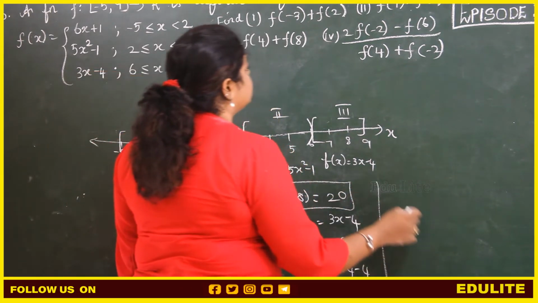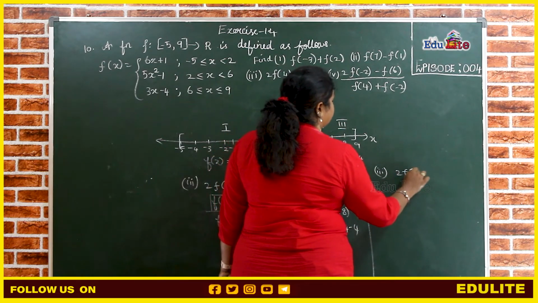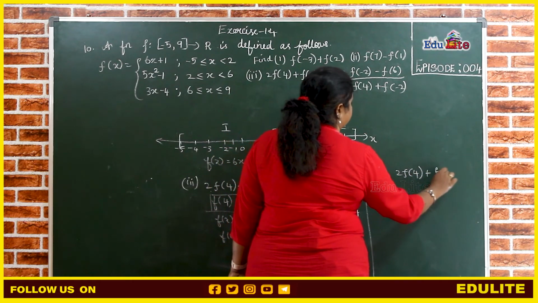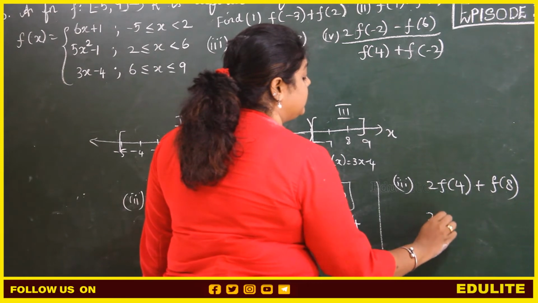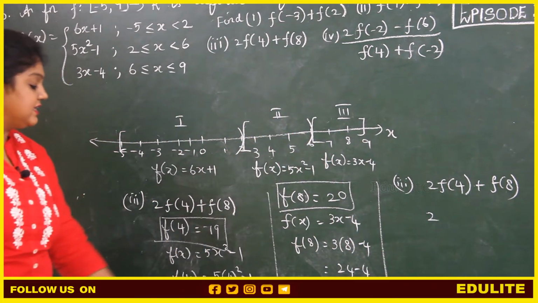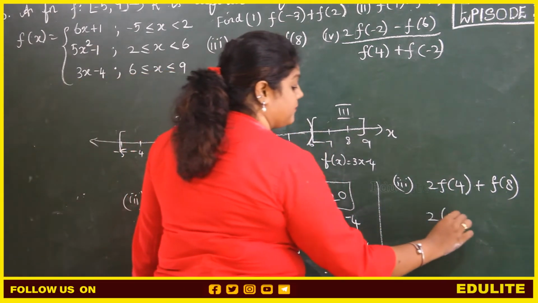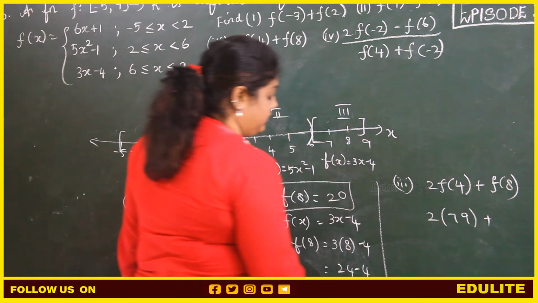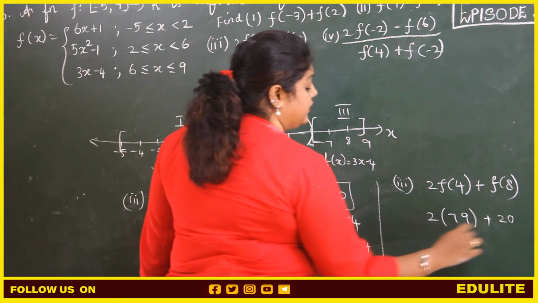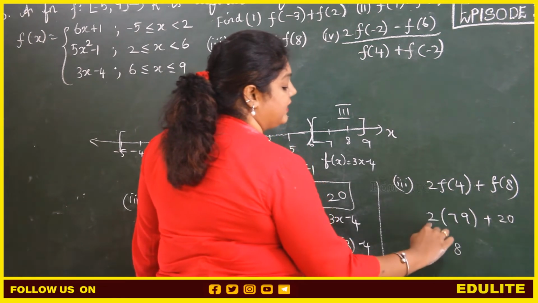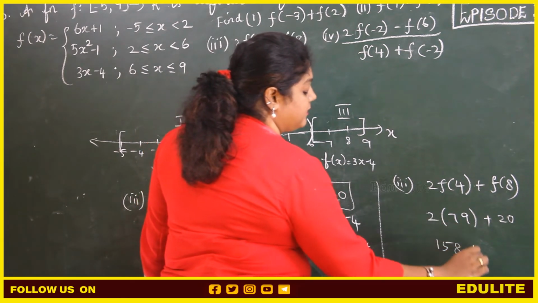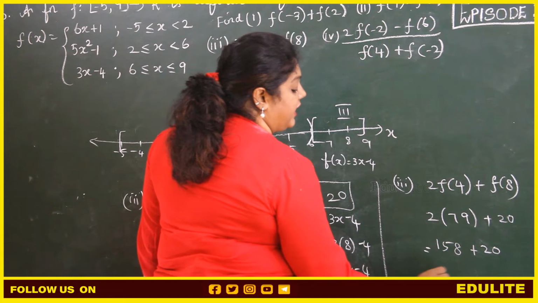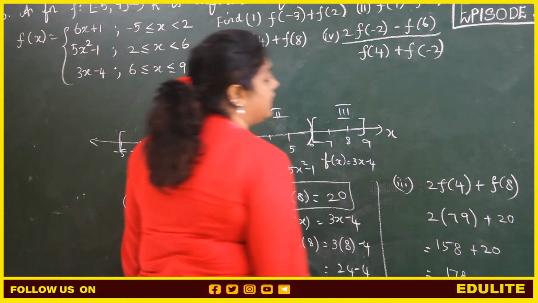The given question is 2 into f of 4 plus f of 8. So, 2 into f of 4, the value we got is 79, plus f of 8 we got as 20. So, 2 into 79 is 158, plus 20, it is 178.